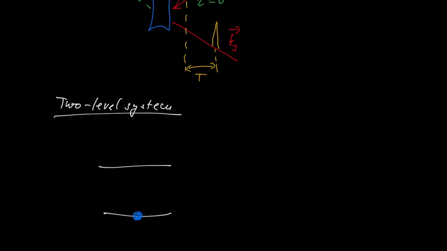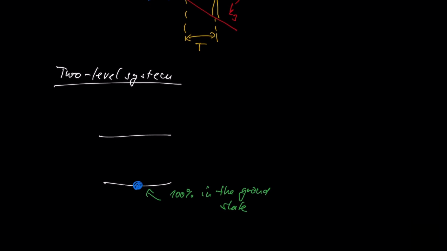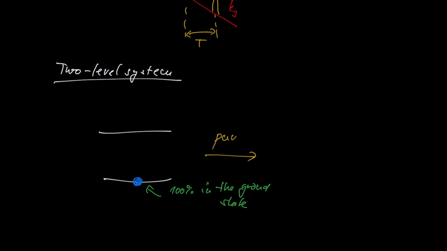Initially we have 100% of the population in the ground state. Okay, we then send in the pump, and the result will be that a certain proportion of the population of the ground state will go to the excited state. So we cut a little bit from the ground state population, and that percentage of the population will appear in the excited state. That's what will be done by green.